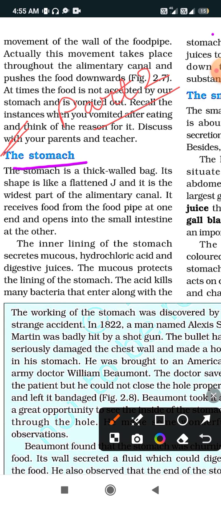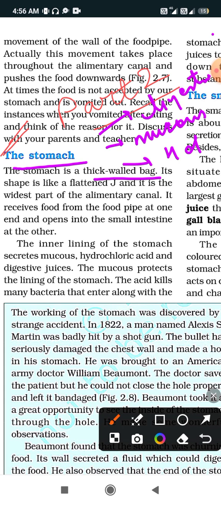So stomach. Okay, stomach is a thin-walled bag. It is J-shaped. The stomach secretes mucus, HCl, and digestive juices. Clear? So the inner lining of the stomach secretes mucus. Okay, in the inner lining of the stomach, mucus is secreted.